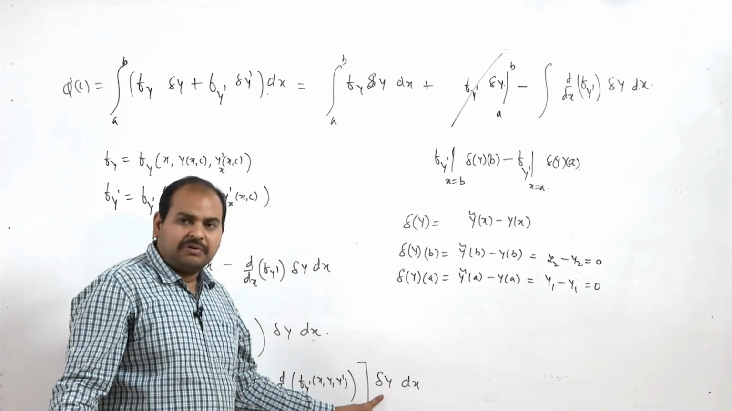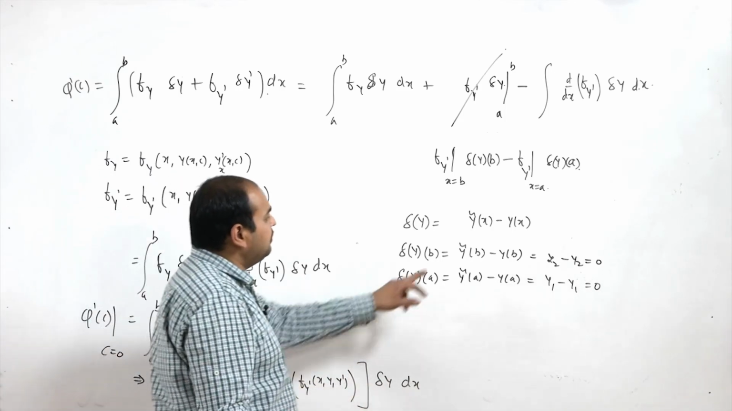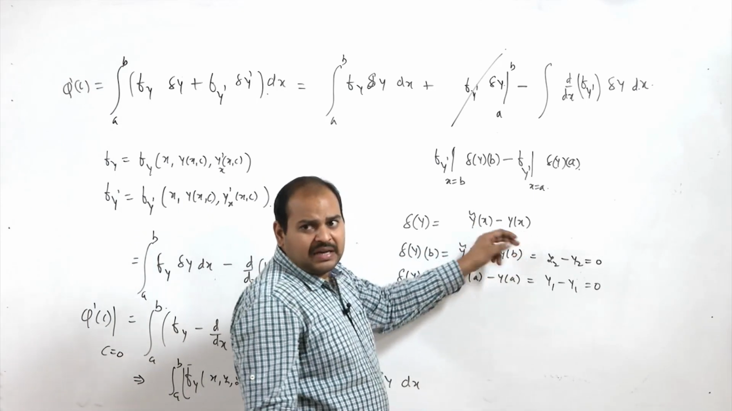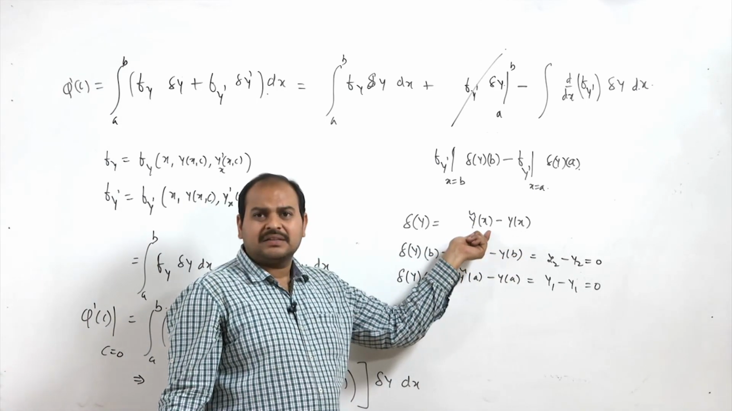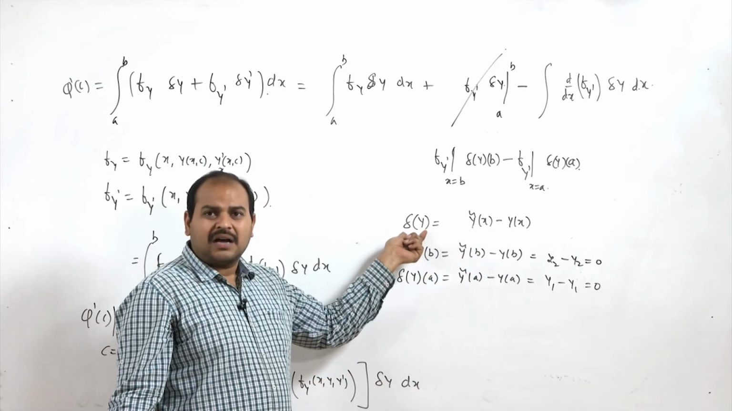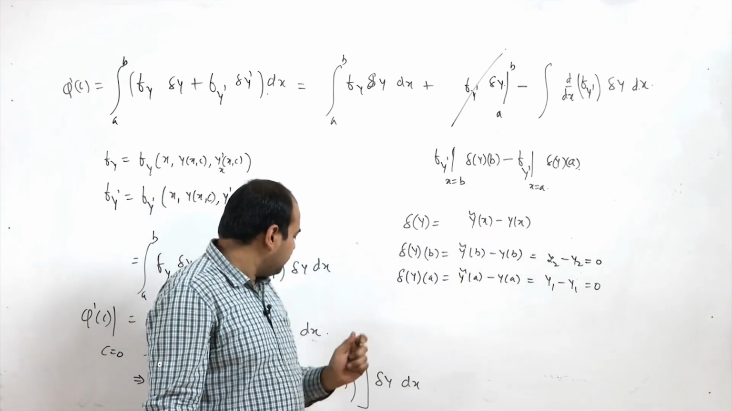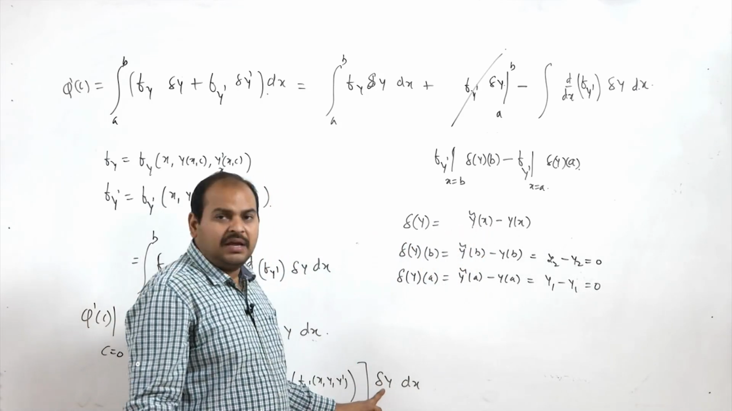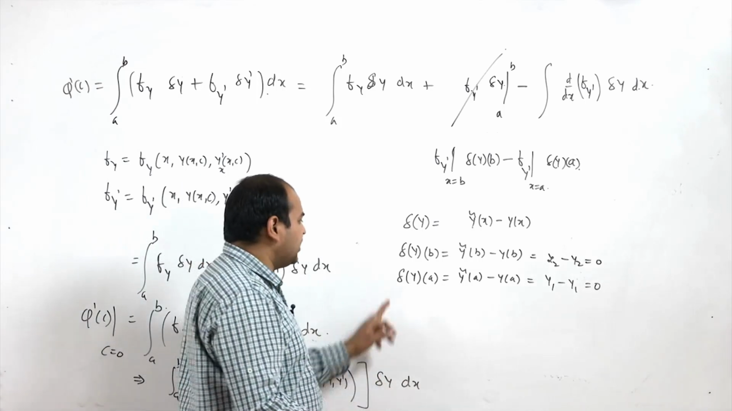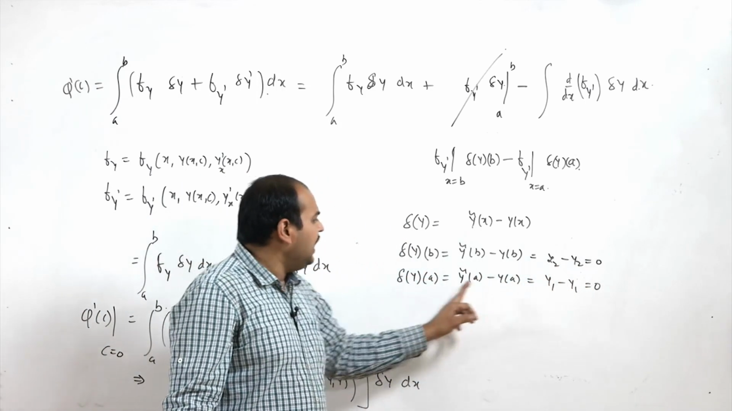Similarly, delta y is a continuous function, but here delta y is nothing but y tilde of x minus y of x, and if you remember, this y tilde of x is an arbitrary function. So, we can say that this delta y is an arbitrary continuous function in the argument, satisfying the condition that delta y(b) is equal to 0 and delta y(a) equal to 0.